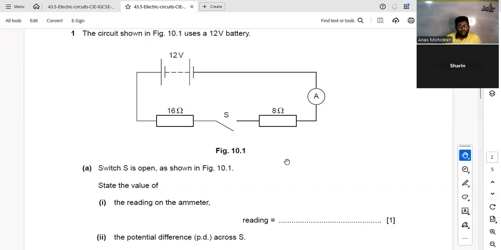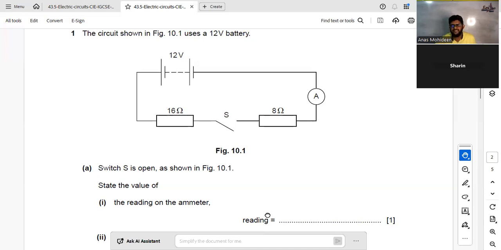Switch S is open. You don't want to think more. The switch S is open. Open means it is turned off, not yet turned on. It is not connected yet. There is no current passing actually. Then what will be the ammeter reading? The ammeter reading would be 0. The reading on the ammeter will be 0.